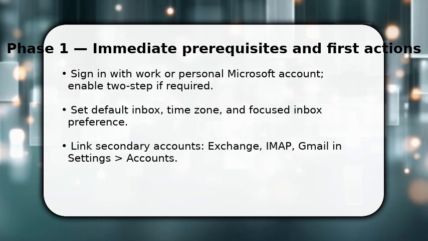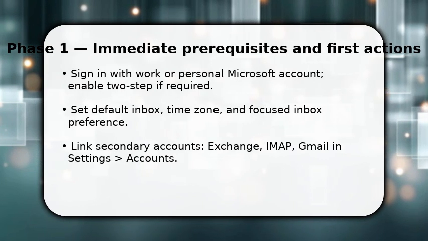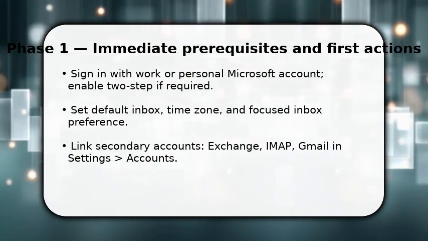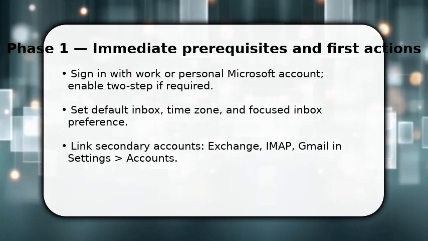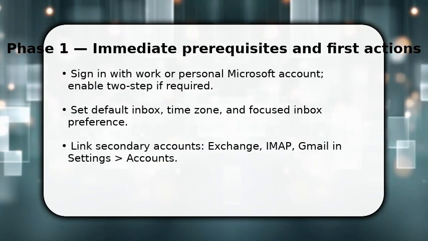Next, link any secondary accounts, Exchange, IMAP, or Gmail, through Settings accounts. This consolidates mail and calendars. These first steps reduce fragmentation and prevent missed events, so complete them now, before moving on to organizing and advanced features.